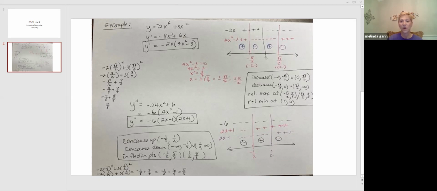So I said it's increasing from negative infinity to the negative square root of 3 over 2. Union is or, so or, union. It's also positive from 0 to the square root of 3 over 2. Where is it decreasing? Well, that's where the final sign on the first derivative is negative. So that would be negative square root of 3 over 2 to 0. And then from what? The square root of 3 over 2 to infinity.